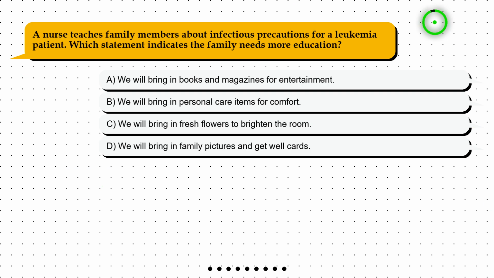Question 6. A nurse teaches family members about infectious precautions for a leukemia patient. Which statement indicates the family needs more education? Option A. We will bring in books and magazines for entertainment. Option B. We will bring in personal care items for comfort. Option C. We will bring in fresh flowers to brighten the room. Option D. We will bring in family pictures and get well cards.